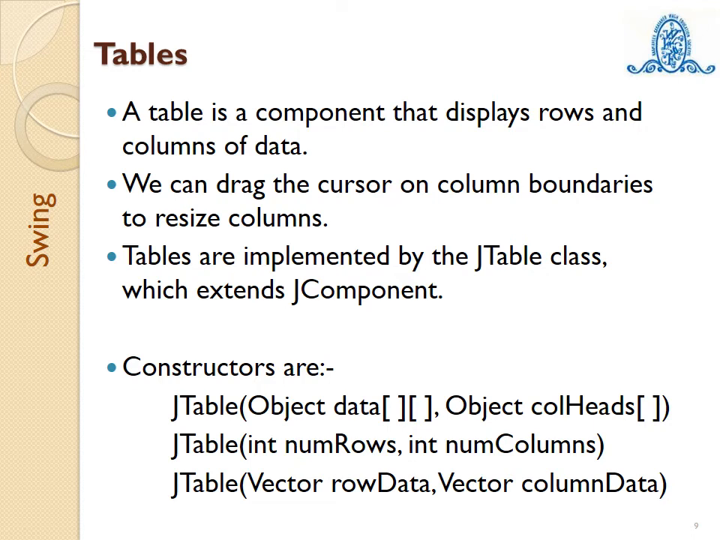consists of two parameters, numRows and numColumns, which mention the number of rows and the number of columns in a table. The third constructor consists of a vector for row data and a vector for column data. First we have to create a vector for the row data and a vector for column data, and then we pass the vector objects to this constructor.